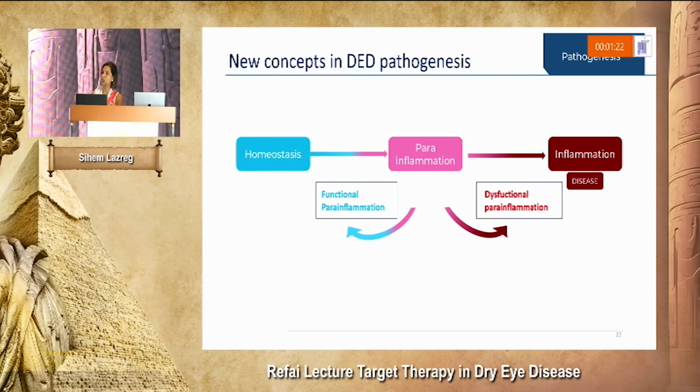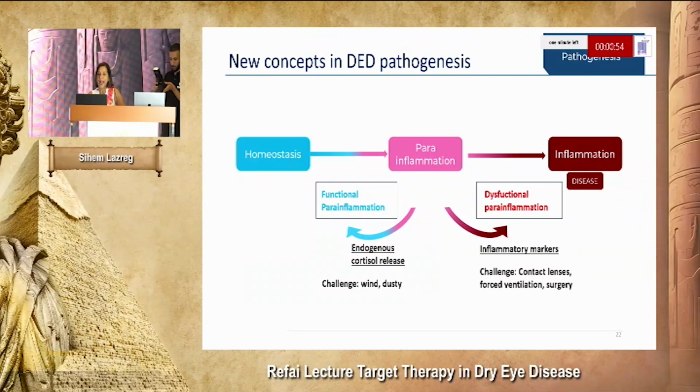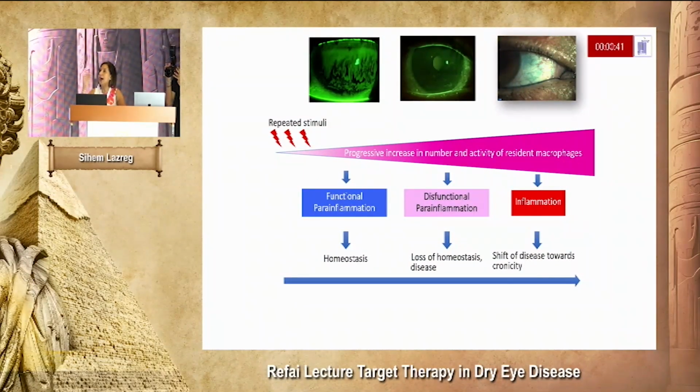And this para-inflammation, we have two situations. The normal one, the functional one, which is physiological, and we have the dysfunctional one, which is the pathological. And this is the door where we are entering into the inflammation. And in the case of the functional para-inflammation, we have an endogenous cortisone released, and this is normal. This is the response of the body to any aggression, or whatever, even the wind. And when we have the release of the markers of inflammation, we are in the situation of a dysfunction, and it's abnormal. And as you see, if the stimulus is repeated, then at the beginning it's normal, and this is physiological, and then if we repeat the stimuli, we are going into the way of the pathology. And the homeostasis becomes loss of homeostasis, and then it becomes a disease.